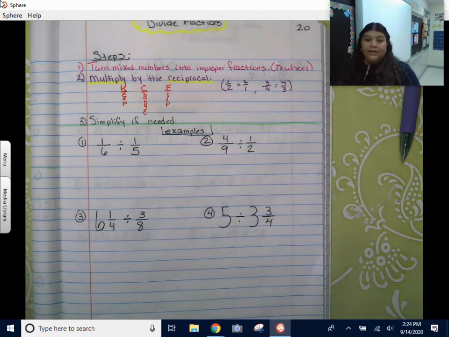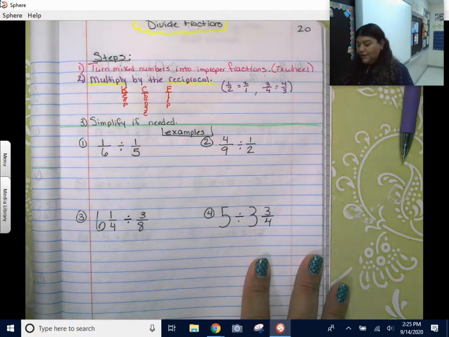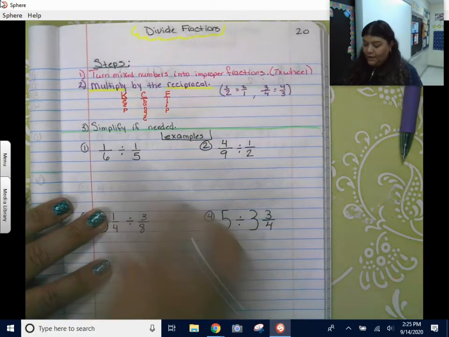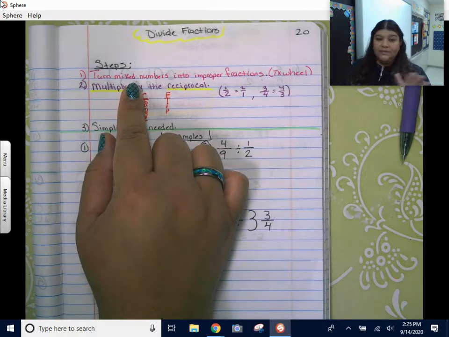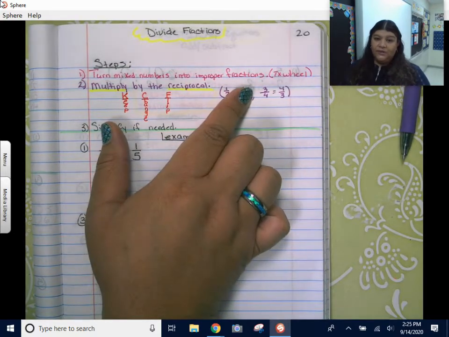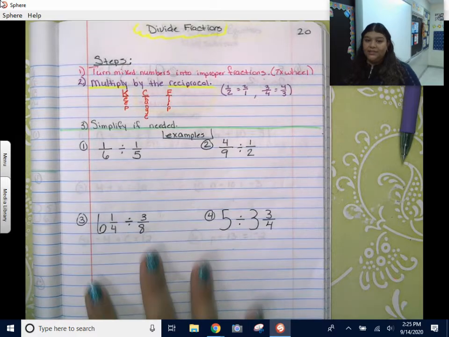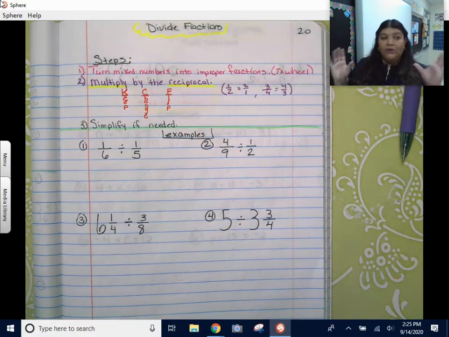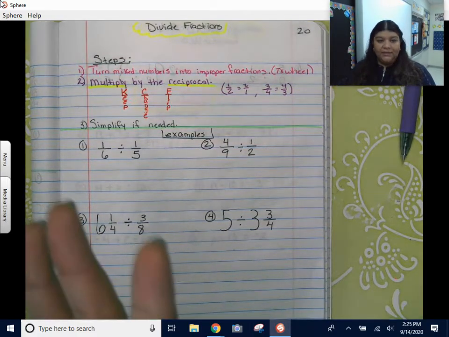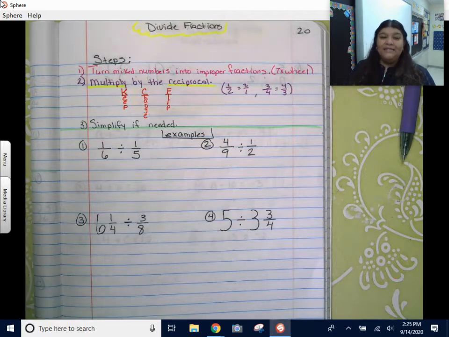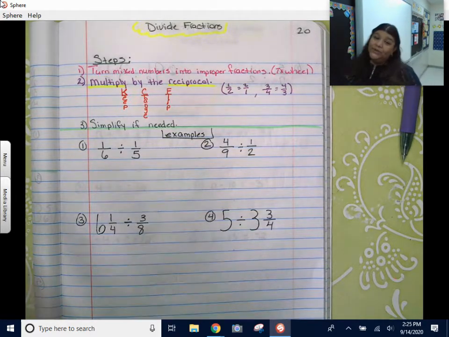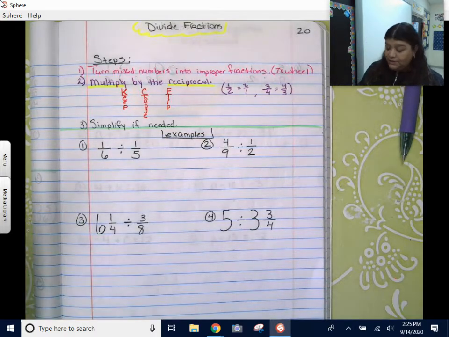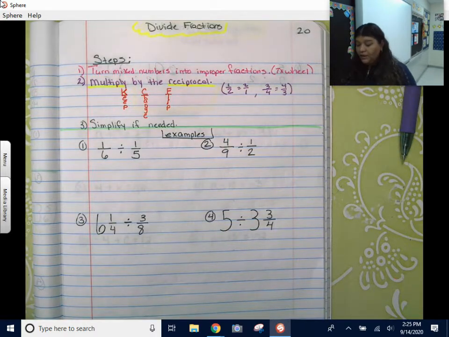Okay, so dividing fractions. What you're really doing is multiplying. So first of all, just like with multiplying, we have to turn all the mixed numbers into improper fractions by using the Texas wheel. Now, just like with multiplying, I do not have to worry about the denominator. They can be different, which is awesome. One less step I have to do. But I do have to change my mixed numbers into improper fractions by using the Texas wheel.